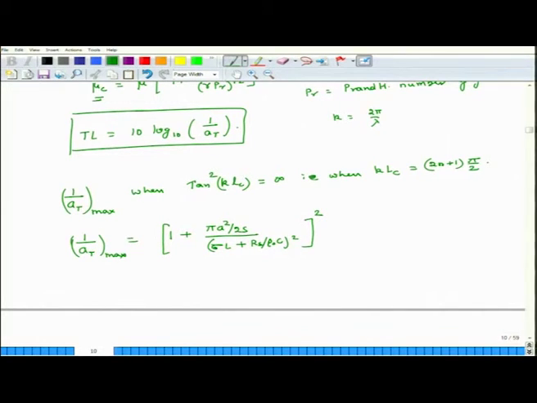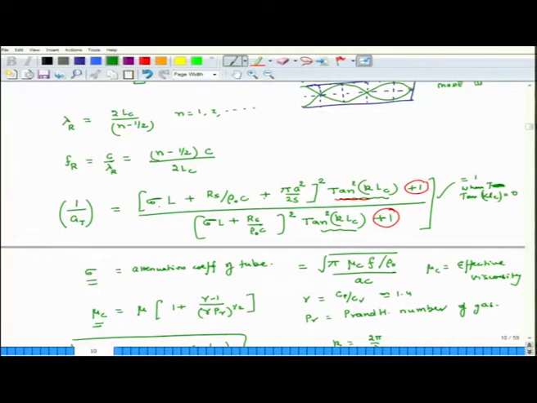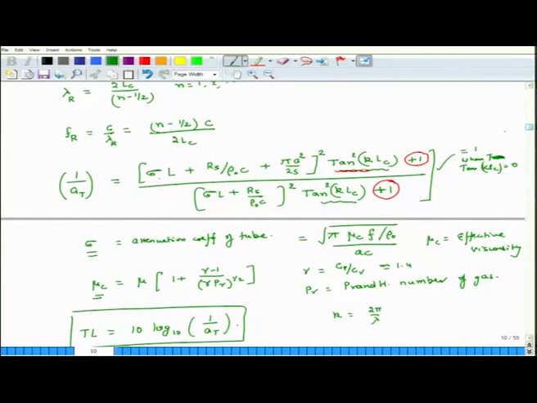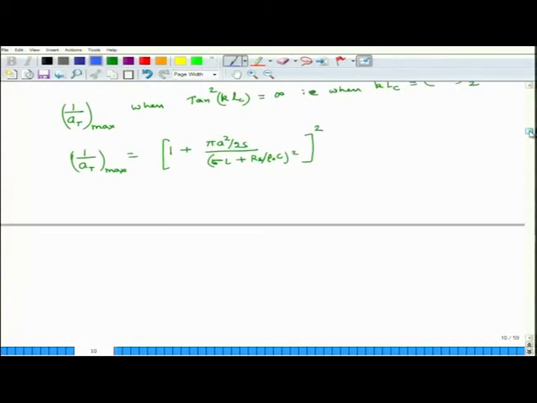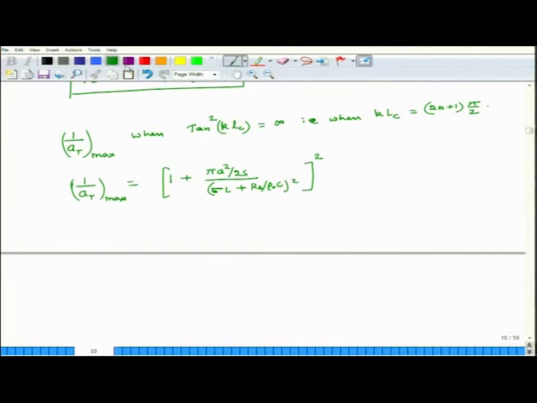Okay. So, basically this result in the numerator gets simplified to this simple thing. Why? Because tangent square gets cancelled out, and if I divide sigma L plus Rs by rho C with this, I get 1, right. If I divide the sum of these two by the denominator, I get 1, and then I am only left with pi a square divided by 2s divided by numerator. So, that is what I get here. Okay.